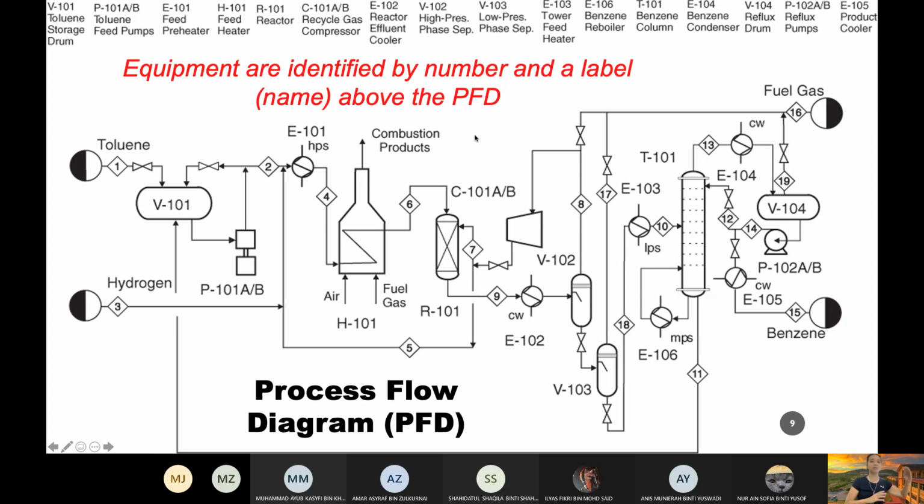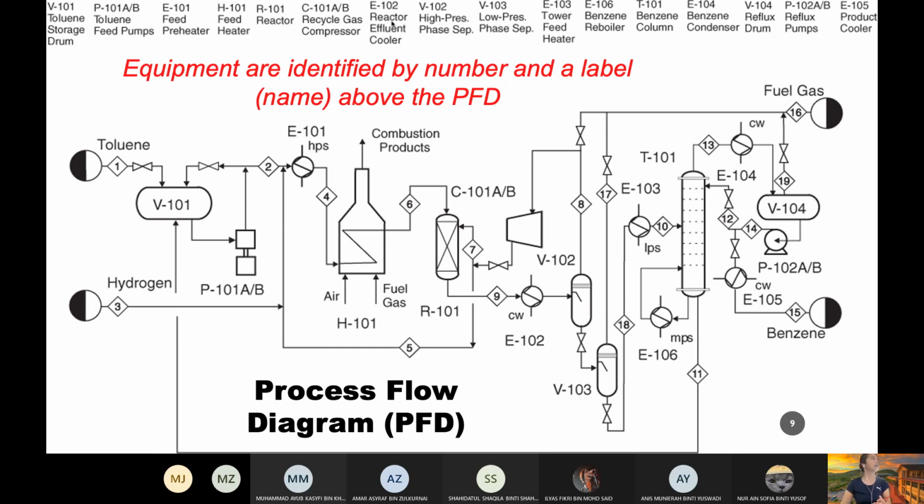Nak baca daripada left to right, meaning your raw material is toluene and hydrogen. Your final product is actually benzene. Okay, so first, equipment are identified by number and a label name above the PFD. So dalam PFD kamu, kat atas ni adalah all of your equipment, name and the numbering.